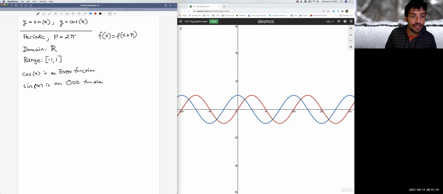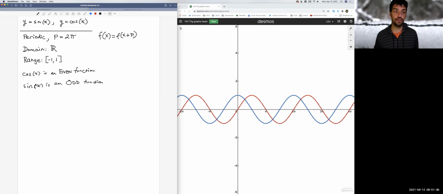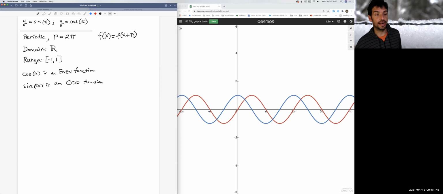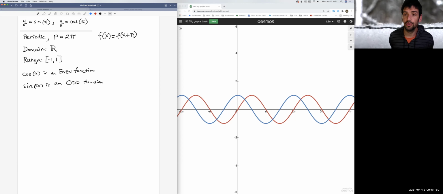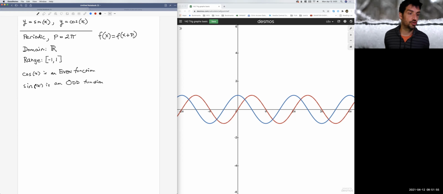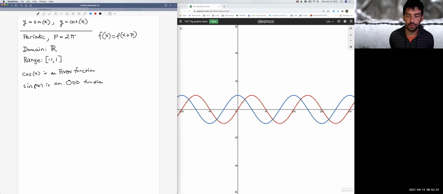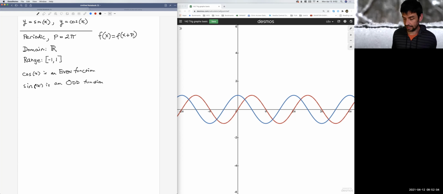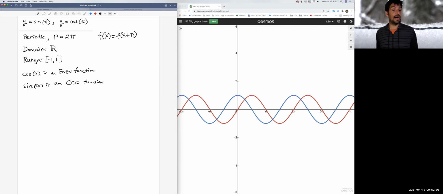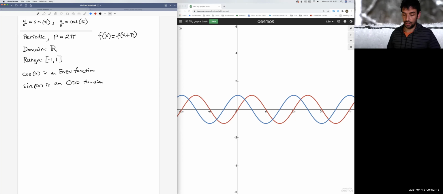We also look at their domains. Their domains are all real numbers. This again comes from the unit circle definition, which changes them dramatically from what their domains are when you think of them in terms of triangles. Their range is between -1 and 1 inclusive. And then we talked about cosine is an even function, and sine is an odd function. So those were the big pieces, and we want to get familiar with these graphs that I went through last time.